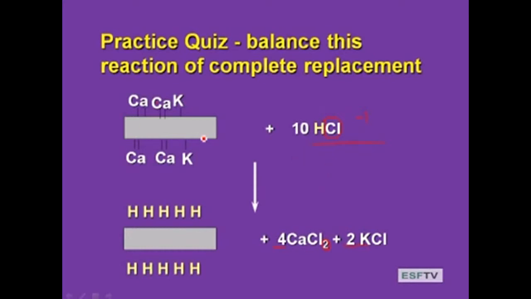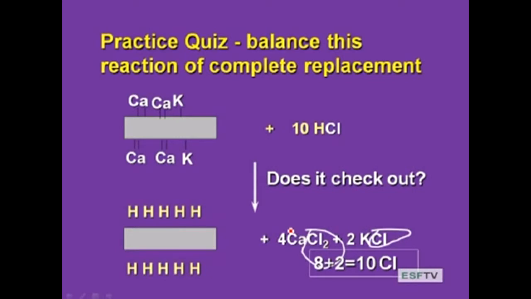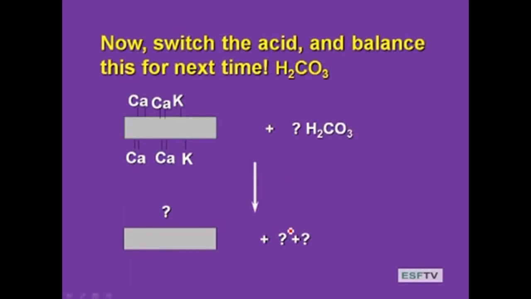So the first thing is the number of charges. Second thing is what's coming off. Third thing is balancing the subscripts. And then lastly, balancing the molarity of the materials coming in, or the amount. And that's pretty straightforward. And it checks out. Very good.